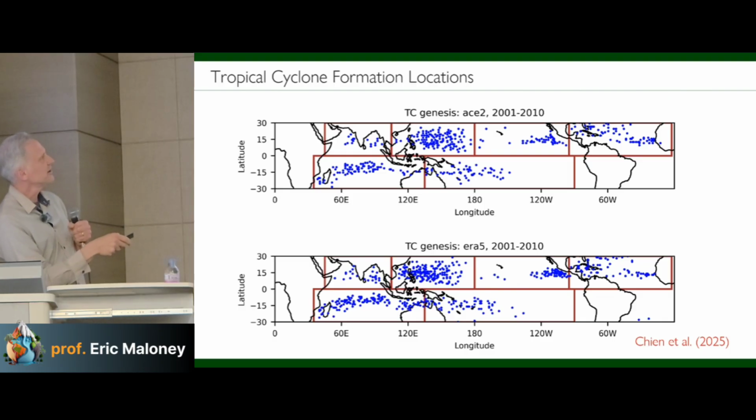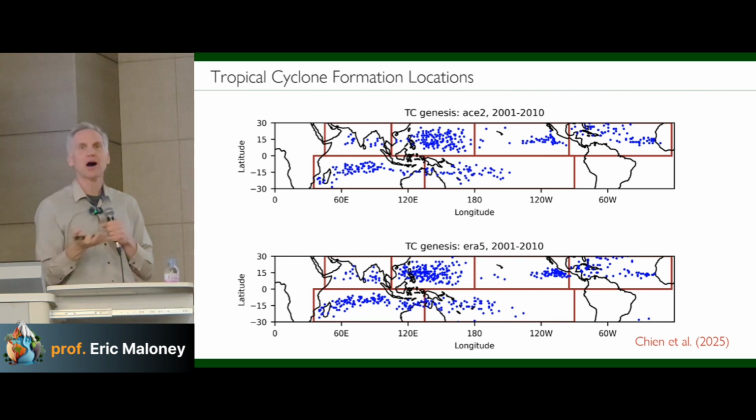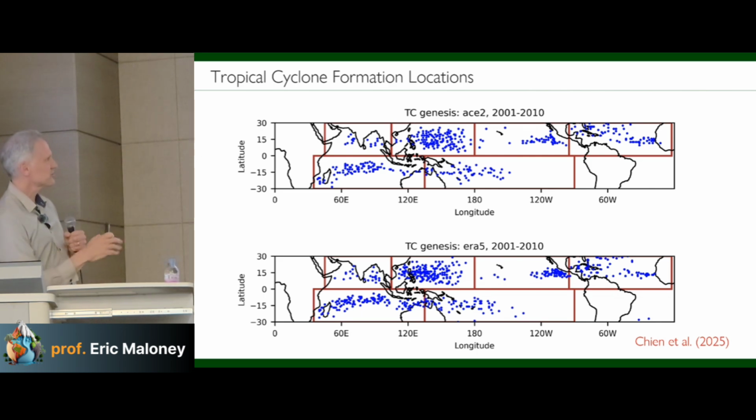And what you can see here is, at first glance, it looks like the model does a reasonable job of capturing the distribution of formation of tropical cyclones. So it seems to be doing a very good job. If you look at the annual tropical cyclone numbers, it produces about the right amount, 80 across the globe, and so that's reassuring. So this seems like a success for the AI model.